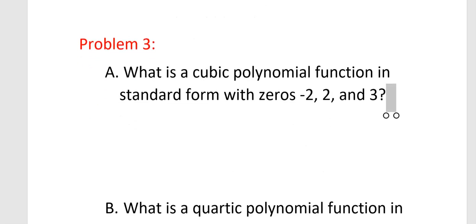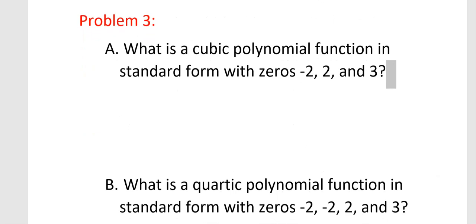So our question is, what is a cubic polynomial? So what's cubic? What exponent would that be? In the end, you should come up with something to the third power, because it's telling us we want a cubic function in standard form, which means the terms have to be in descending order at the end, with zeros -2, 2, and 3. So I'm going to start out like this. x equals -2, because that's what the zeros look like.